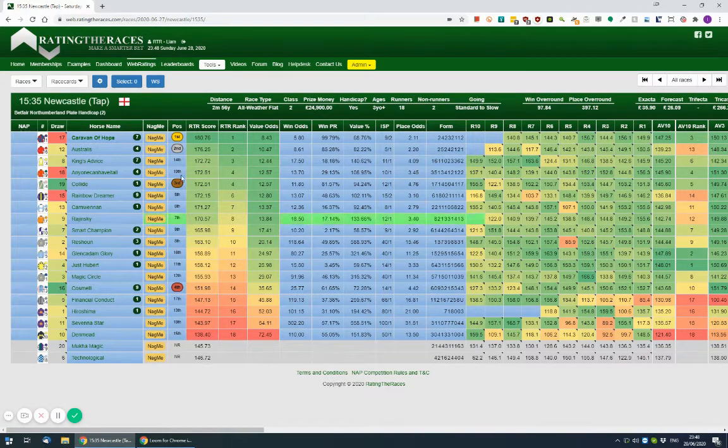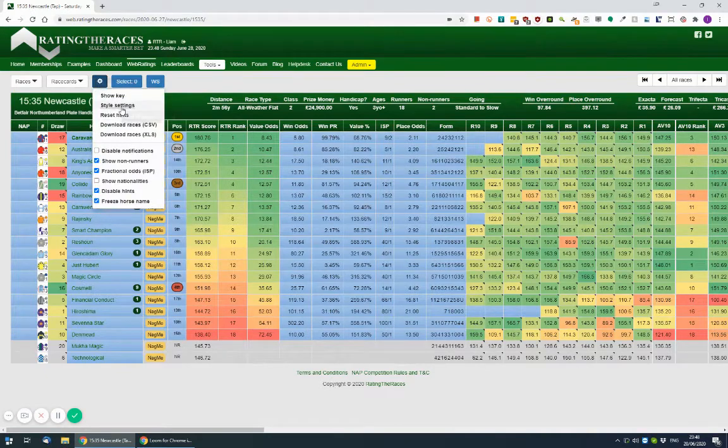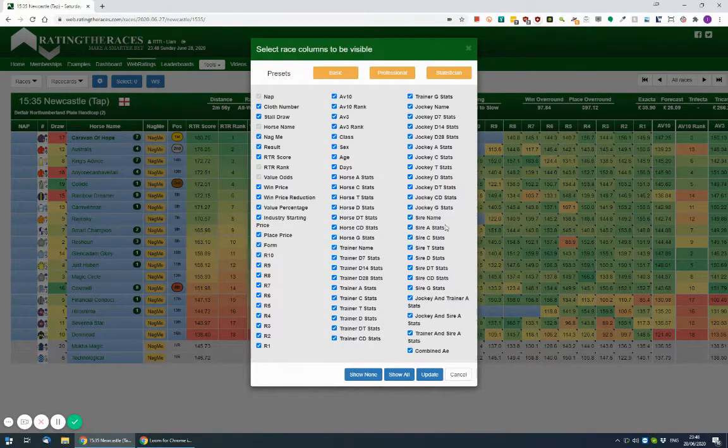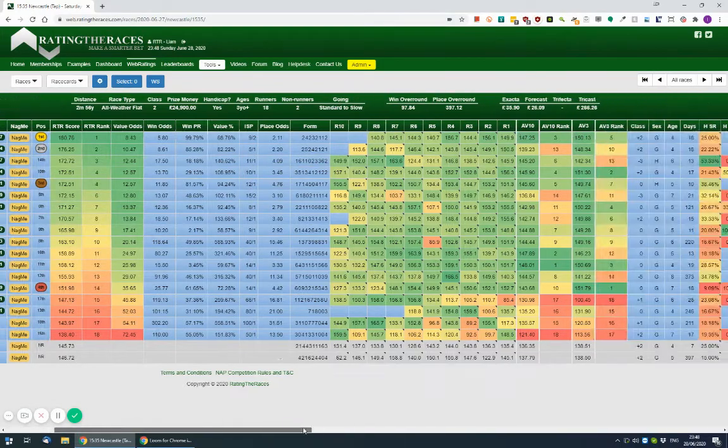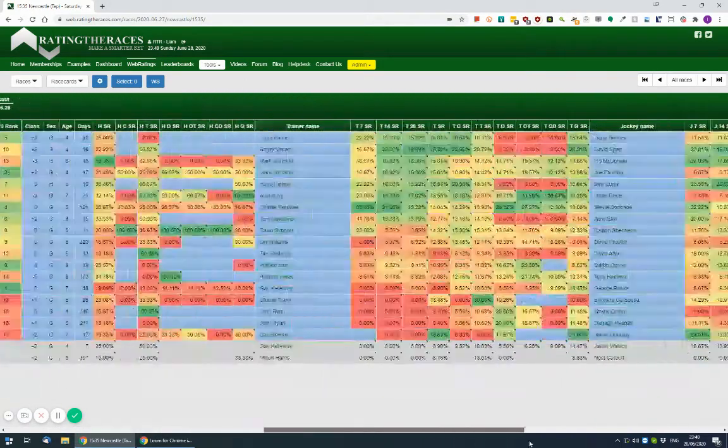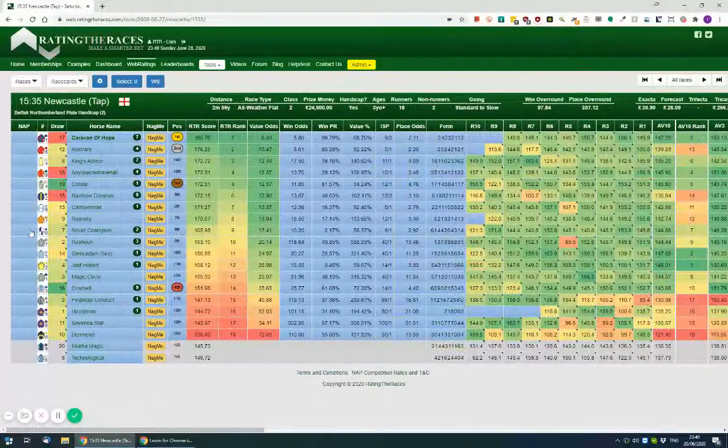So we're going to have a look at all of our columns and explain what they all mean within the web ratings. First of all, I'm just going to check that I've had them all selected, which I do, so I can go through them. This first video, we're just looking at columns NAP across to form. There'll be future videos for R10, across to AV3, rank. We'll then do a few more videos explaining the ones further along. So we're just looking at NAP to form.